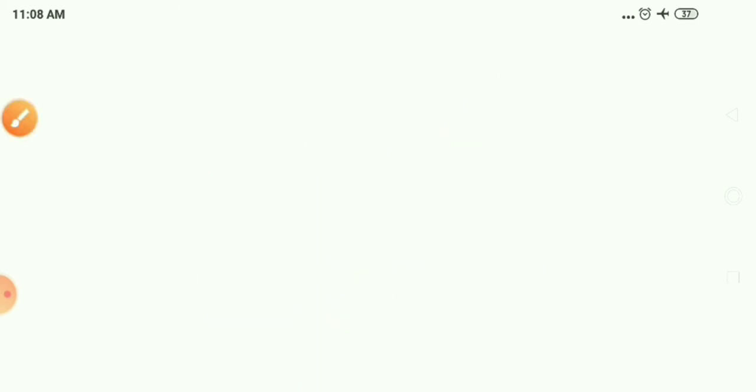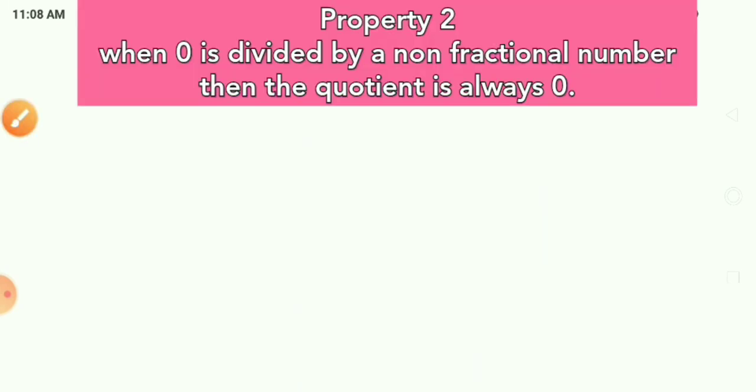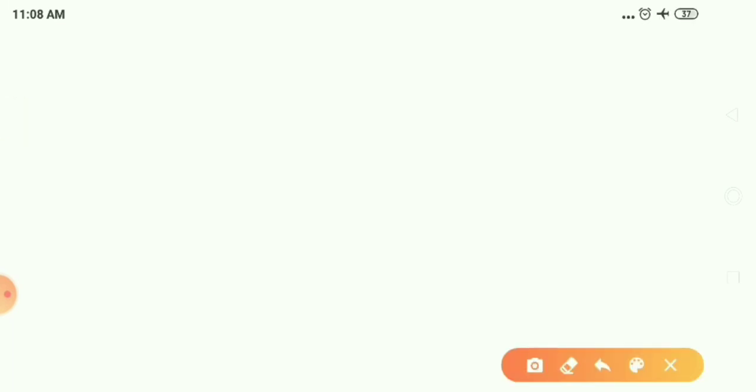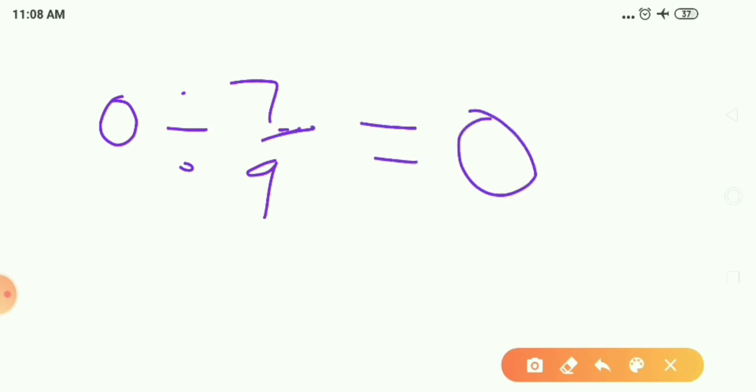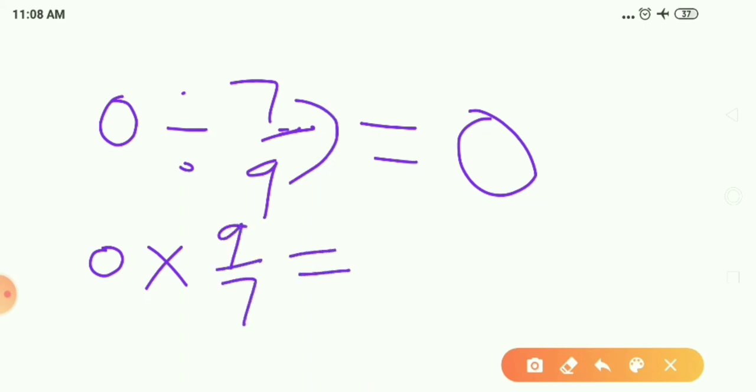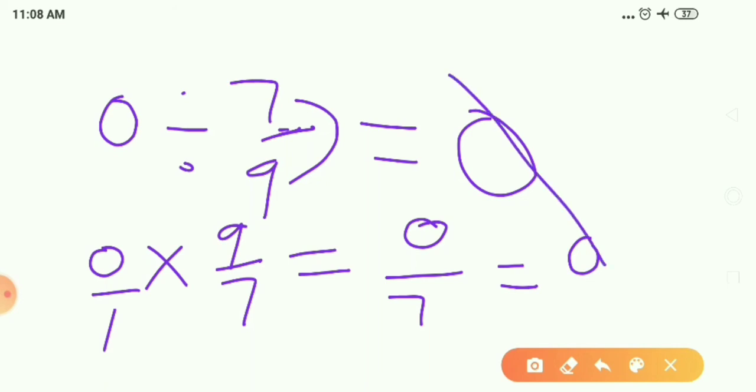Now come to the second property. The second property is, when 0 is divided by a non-zero fractional number, the quotient is always 0. For example, 0 divided by 7 upon 9. Its answer will be 0. How? Let's try to solve it. Write 0, then cross multiply, its reciprocal will be 9 upon 7. Now you can multiply. 0 means 0 upon 1. So 9 zeros are 0 and 7 1s are 7. So 0 upon 7 you will get 0. So here you can see the answer.